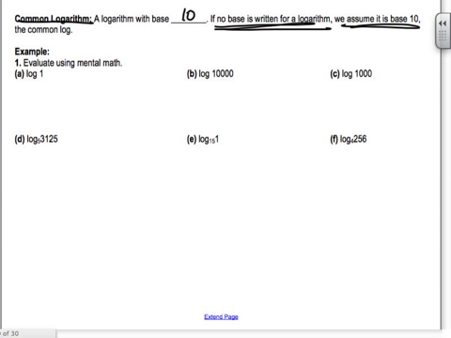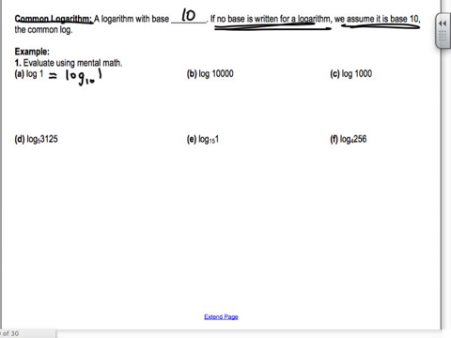All right, so I have log of 1. So there's no little tiny subscript number. So no base is written. So what that means is log base 10 of 1. Now you guys can do that on your calculator. Go ahead and do log of 1. What do you get? 0. But I said evaluate using mental math. So we need to know how to do this without our calculator. And you will have a non-calculator portion of this test too.